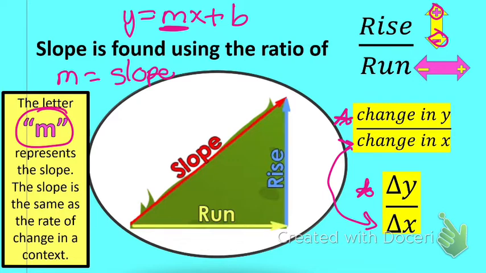Okay, now we've got a couple ways we can remember rise over run, because here's the two most common mistakes with slope. The first common mistake is people switching rise and run and doing run then the rise.